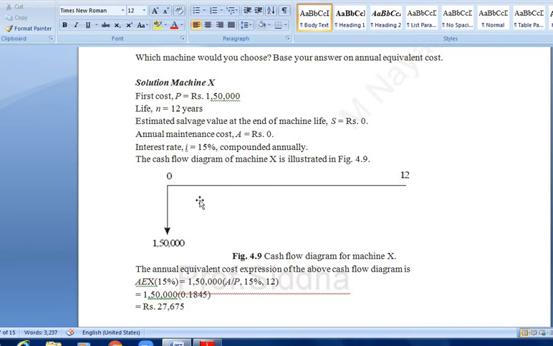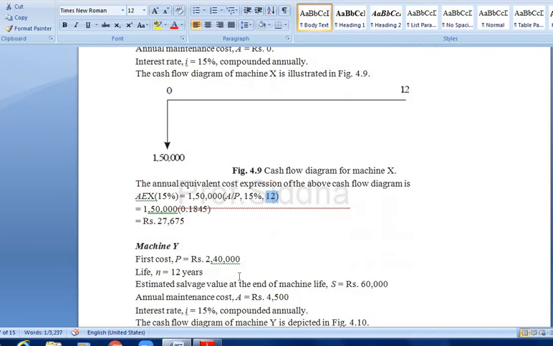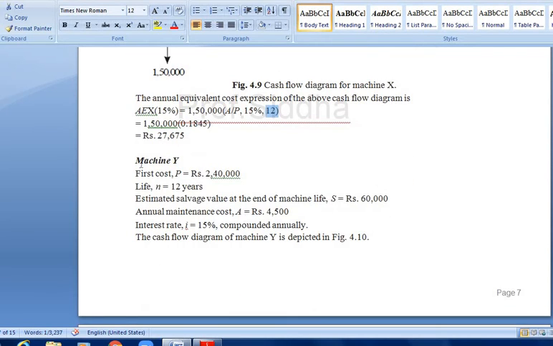You convert this into annual equal payments. So that will come to 27,675. How did that value come? With 15%, go to the compound interest tables, the 15% table, in that go for 12 years, to find A given P. So similarly you will get the value for machine Y also.